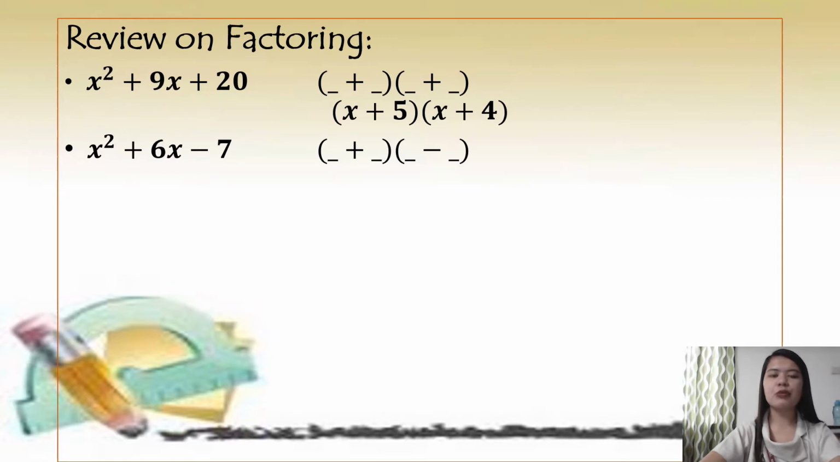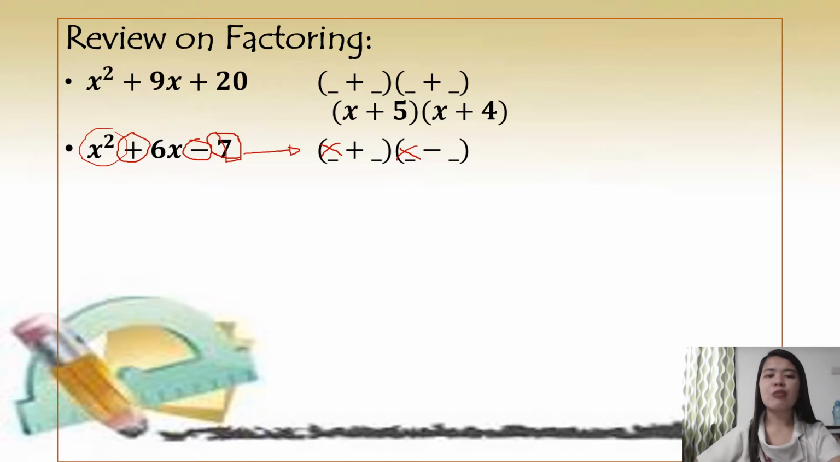We have here x squared plus 6x minus 7. Observe the sign. First thing, we have a positive sign and then a negative sign. So it means for our factors, we will also have a positive and negative. Now, get the factors of x squared. The factors of x squared are x and x. Next, 7. What are the factors of 7? You have to think of the factors of 7 that when you subtract them from each other will result in 6.